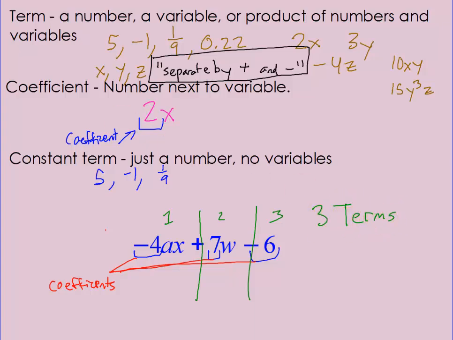And what are my constant terms? Well, it's the one that just has a number, and that'll be negative 6. So this one right here is going to be my constant.